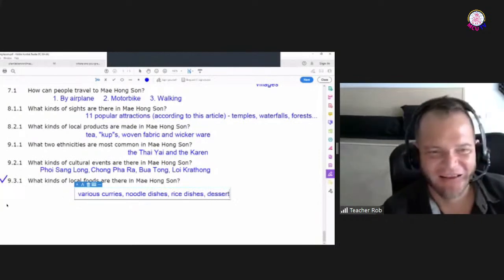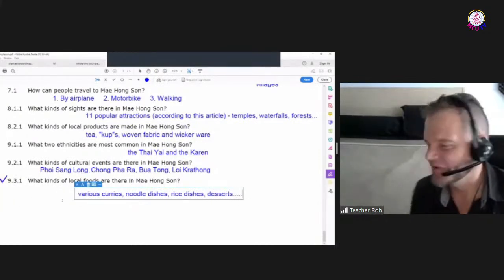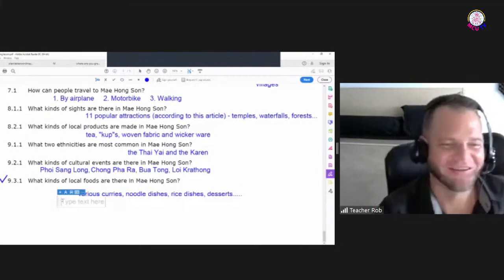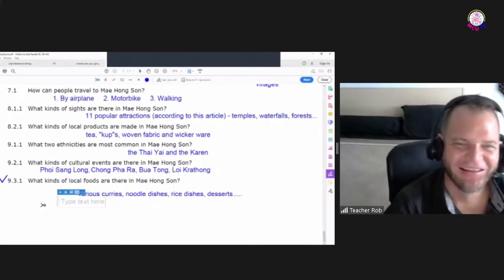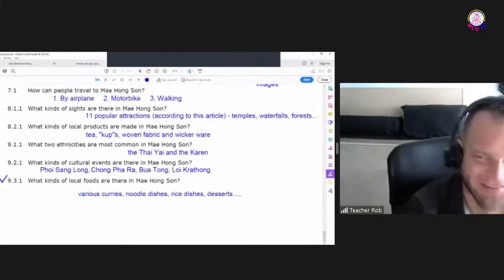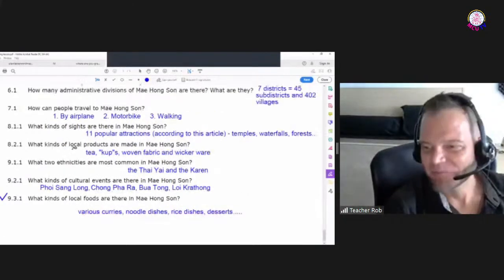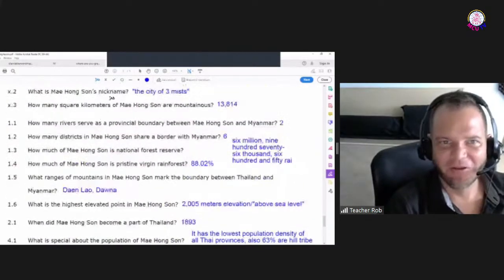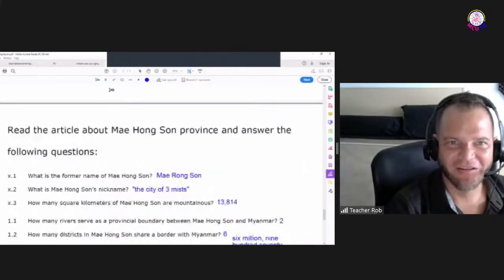So, like I said, I knew this was going to make me hungry, and it is. And I just had lunch like 3 hours ago. I'm still hungry. But so anyway, a lot about everything you'd probably ever want to know about Mae Hong Son. I really like this reading.